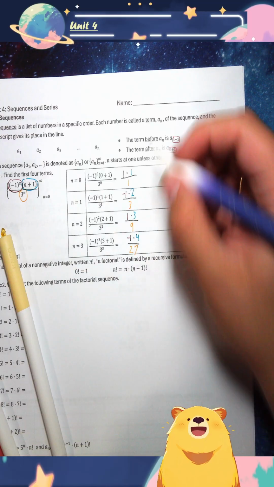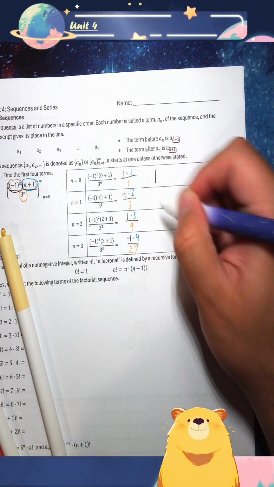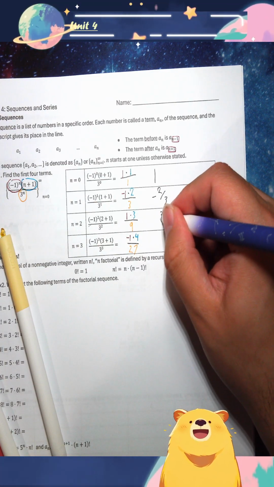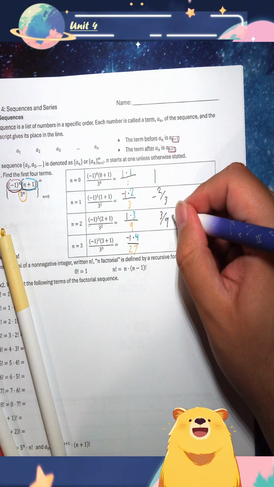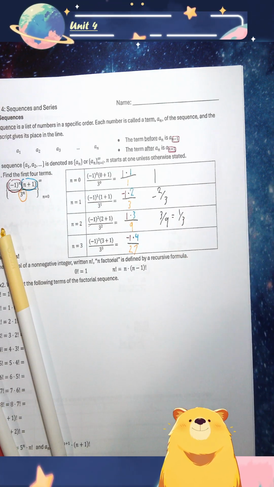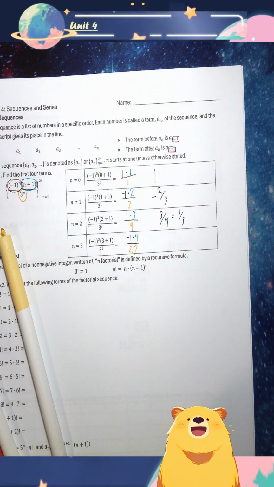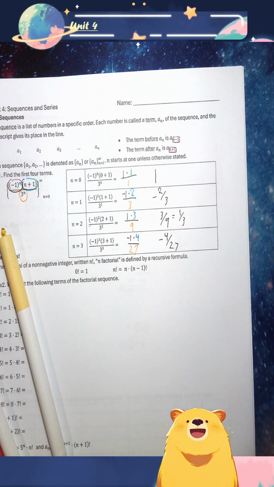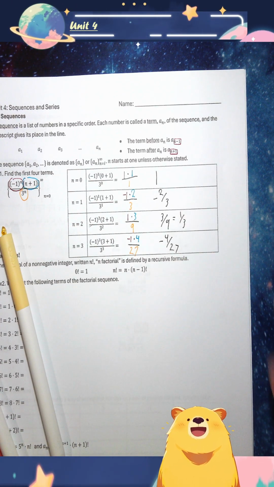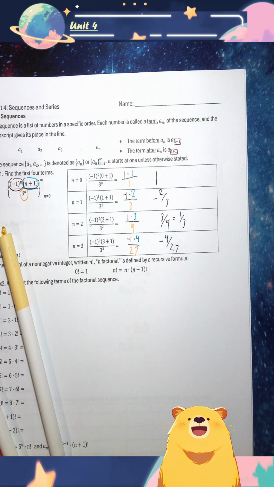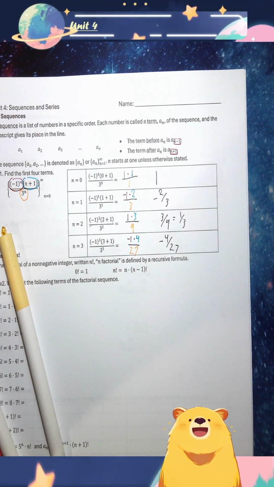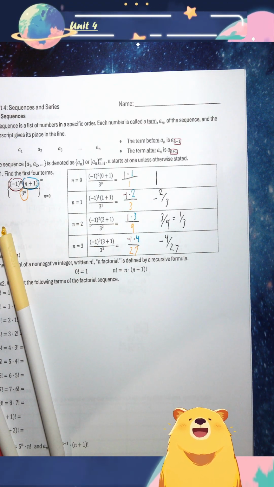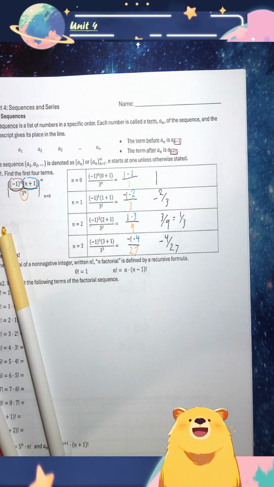The simplified version of all of this is 1, -2 over 3, 3 over 9, which we can simplify to 1 over 3, and then -4 over 27. So this is just an idea of how to layer this out. Now, for the next part, we're also going to talk about factorials.